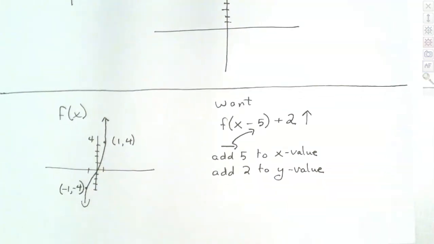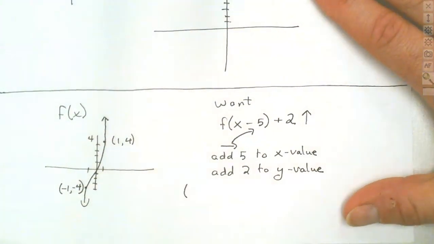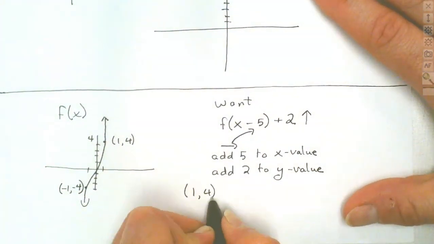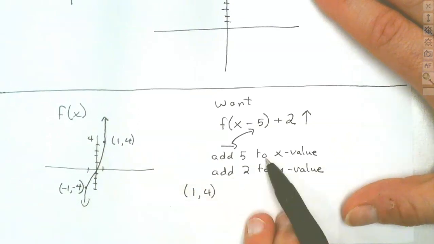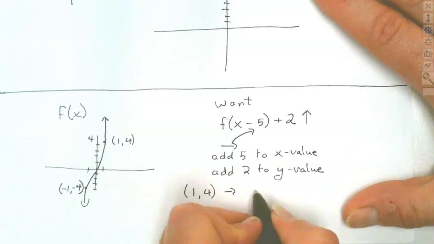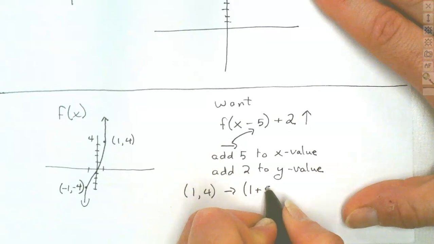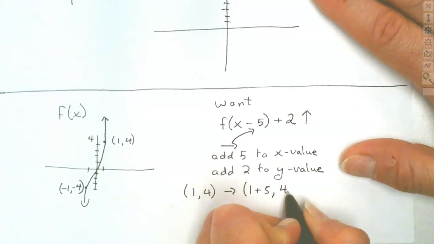Now, what are the original ordered pairs? Well, in our function, we've got 1, 4. So we're going to have to change this, we're going to have to add 5 to the x value. So that's 1 plus 5 there. And then we're going to have to add 2 to the y value.